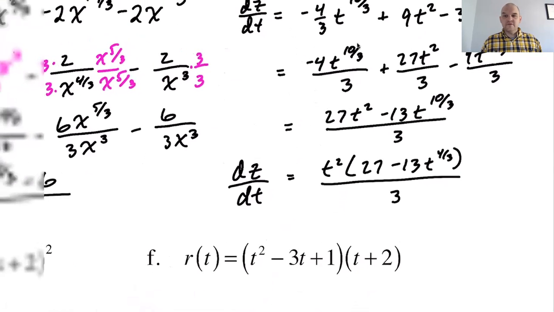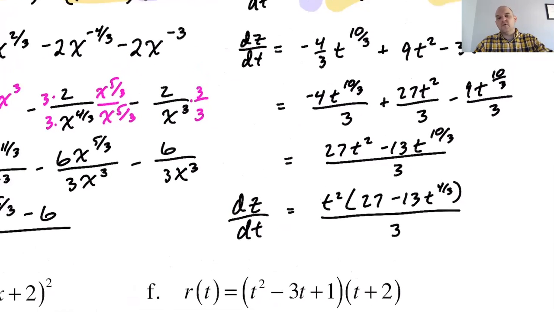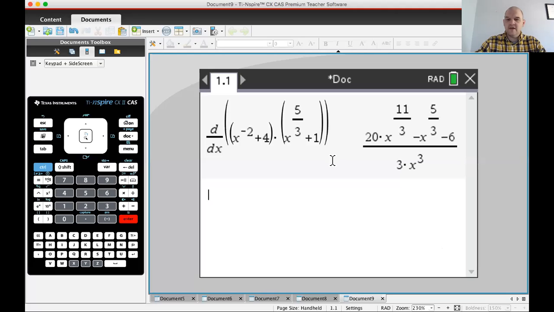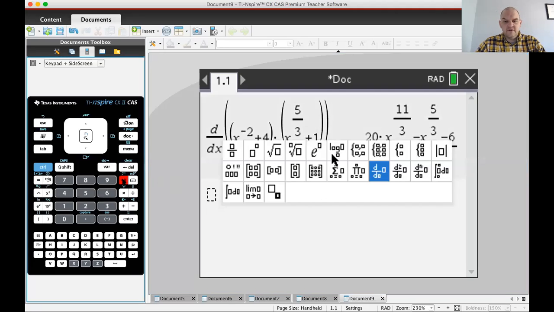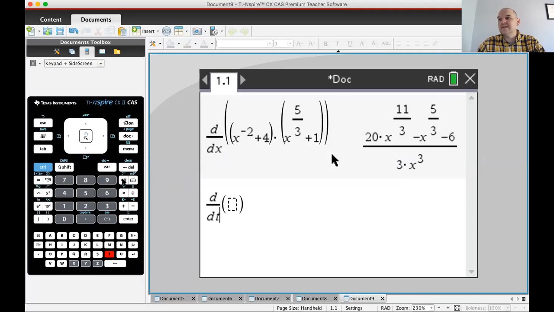Let's go to the calculator and see what the calculator says. One of the things that I try to do is write them in ways that I think the calculator will write them. It's a nice little challenge for yourself. So we're going to find the derivative with respect to t of t cubed times 3 minus t to the 4/3.